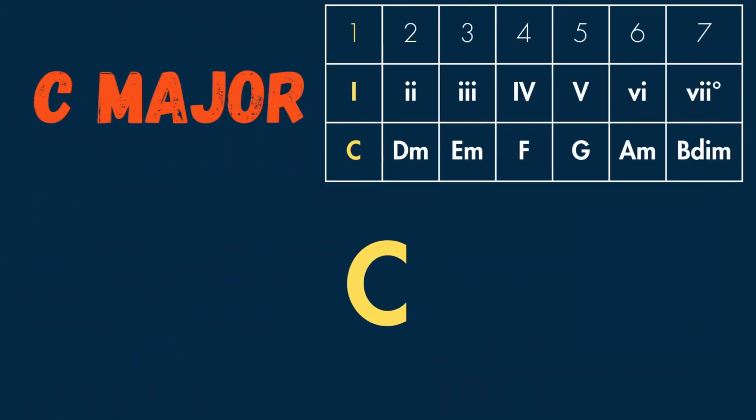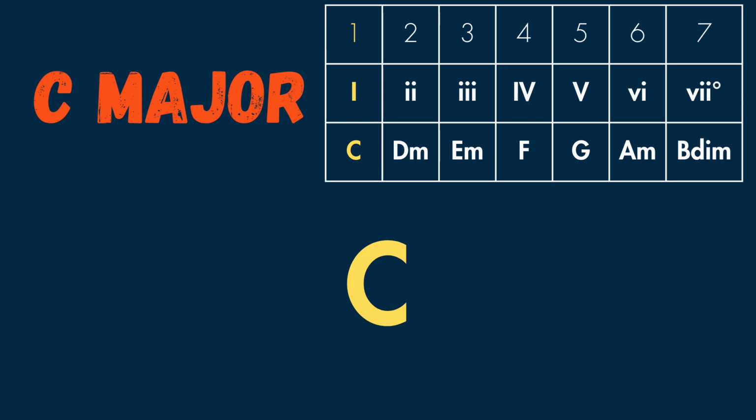So what are secondary dominants for? Basically, they are to tonicize chords other than the actual tonic chord. What does that mean? Well, let's take C major again. In C major, our tonic chord is going to be C major. That's our 1 chord. So C major effectively works as the center of gravity for our song.